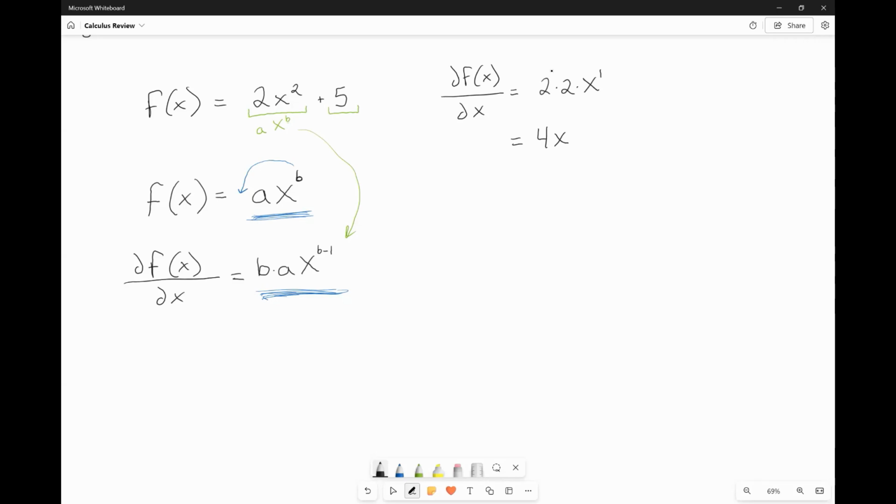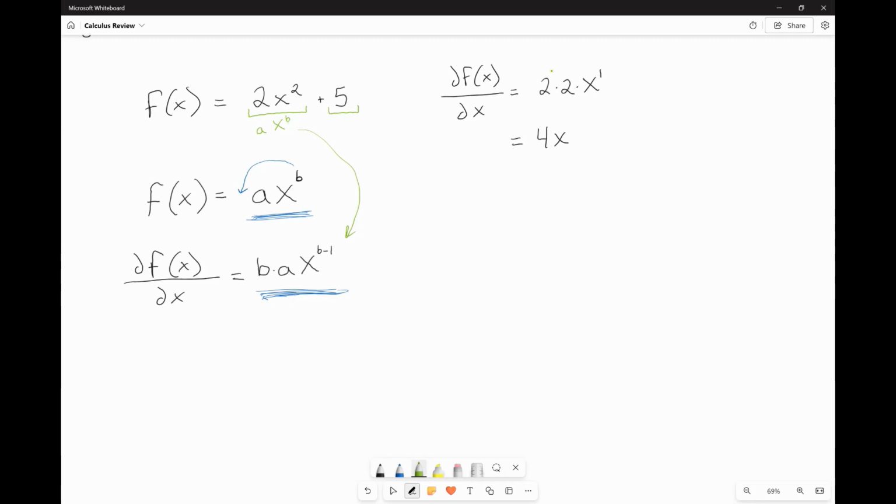And then we will do the derivative of the second term. Here's the second term. We have 5, and there's no x there. It's just the number 5. What's the derivative of the number 5 with respect to x?